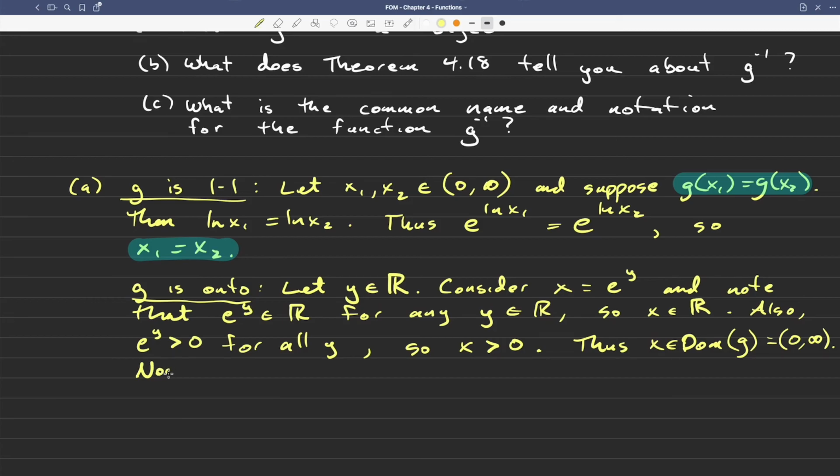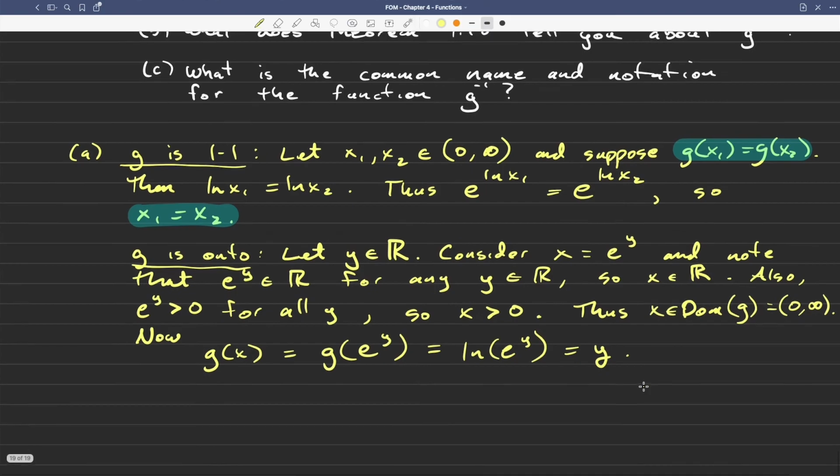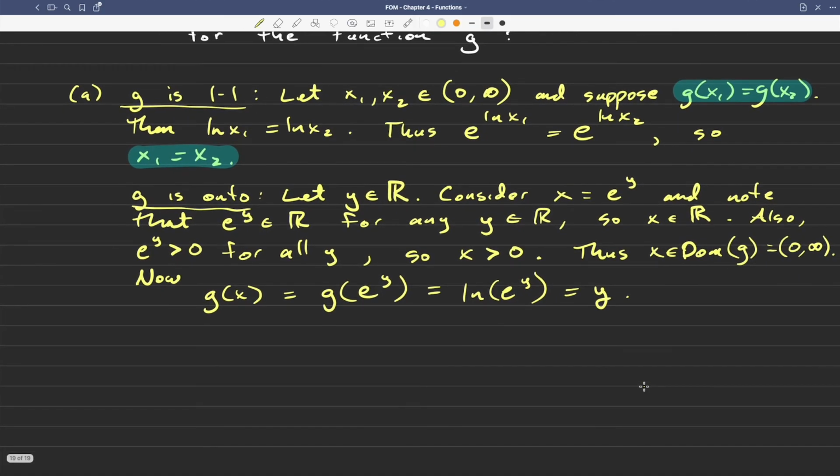So now we're going to take g of x, well, that's g of e to the y. So that's natural log of e to the y. And natural log of e to the y, you may remember from properties of logarithms, that's just y. So we just pointed out that g of x equals y. So that tells you that y is in the range. So this shows y is in the range of g.